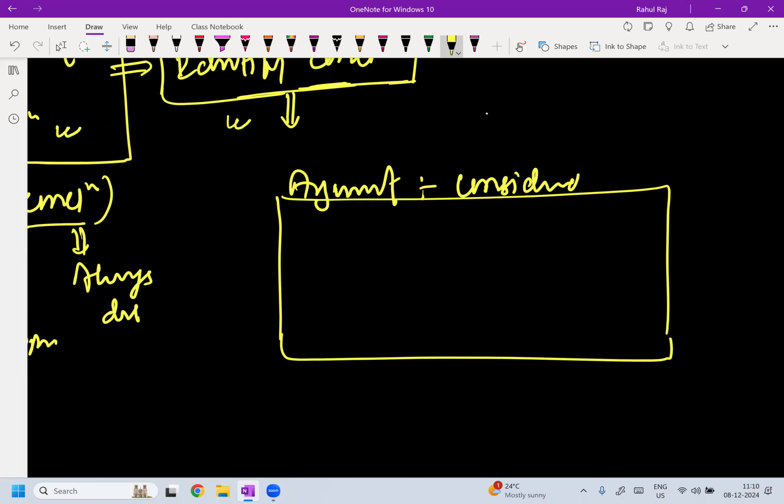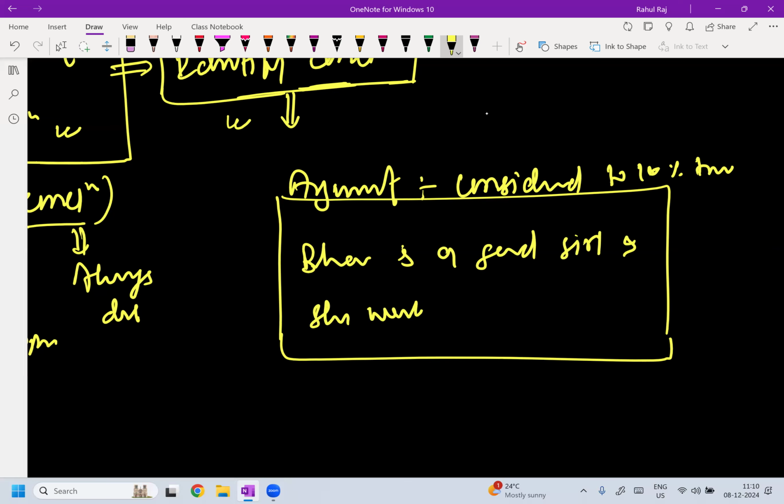What do you mean by this? Considered to be 100% true. It means you cannot challenge the argument. Imagine I have written: Bhavna is a good girl and she would get into Harvard Business School. Let's say this is the argument I have written, and this is a CR question. However vague it looks, you are not supposed to challenge the argument at all.